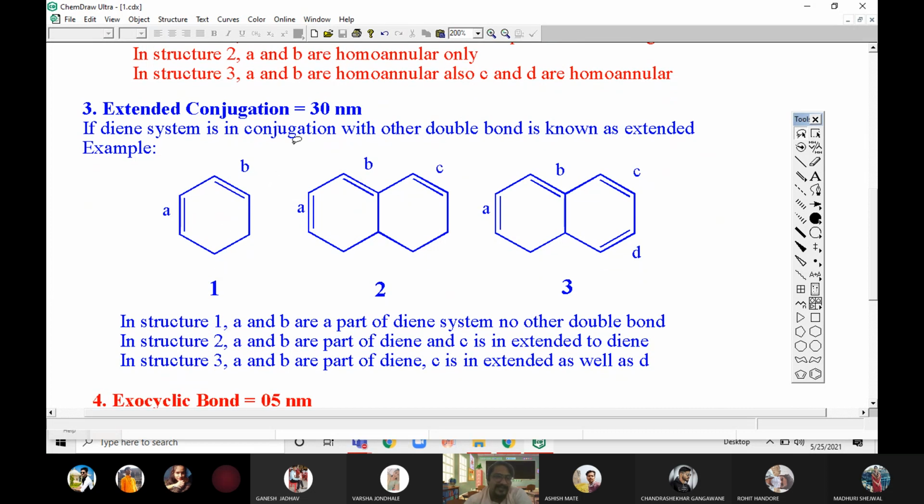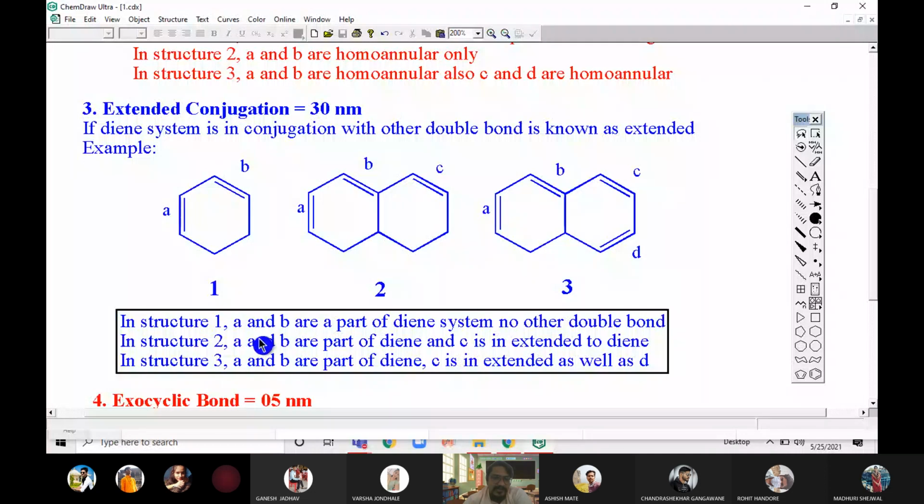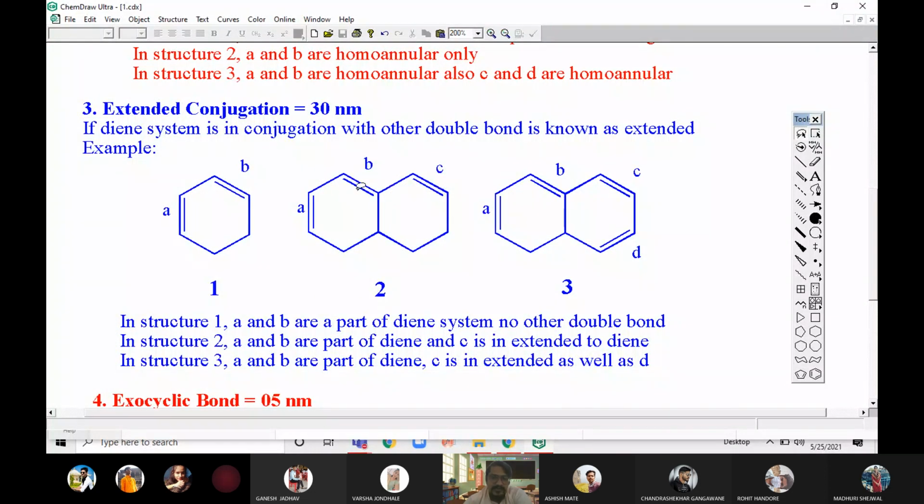For the next thing, in the second example, A and B are part of a diene system and C is extended to this ring system or this diene system, right? So here you have to add 30 nanometers.